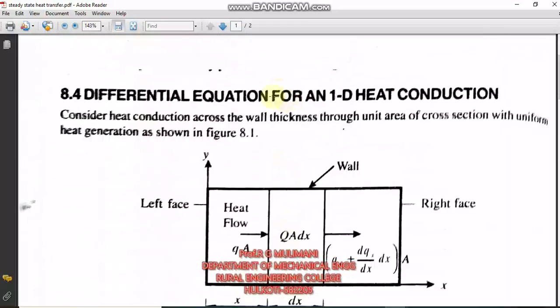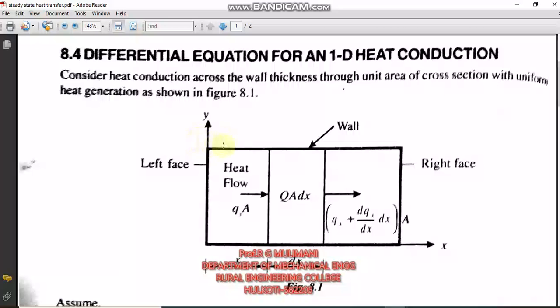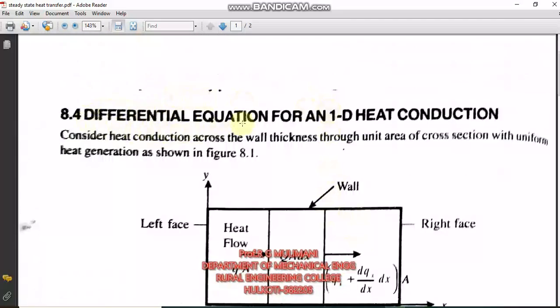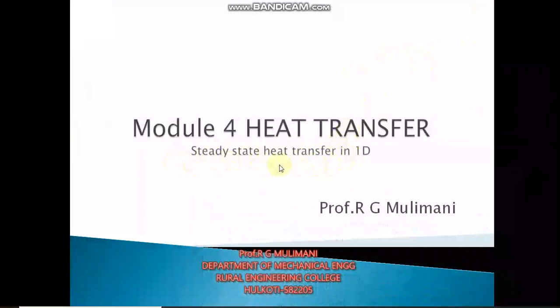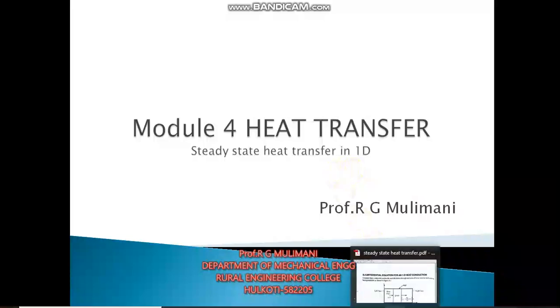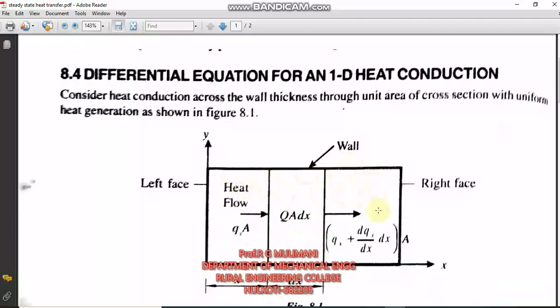In this we are deriving the differential equation, or the governing equation, for steady state heat transfer in one direction. We have taken a slab of thickness dx, and we are deriving the differential equation which tells the behavior of the problem. The objective of this derivation is to find the temperature distribution in a given body.